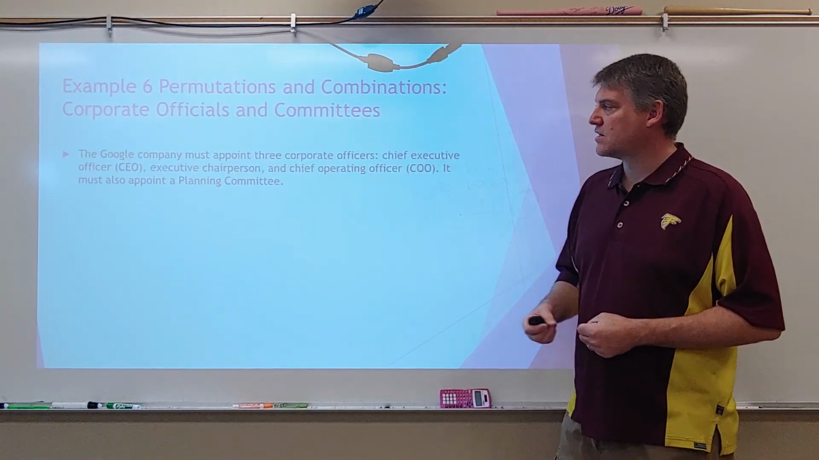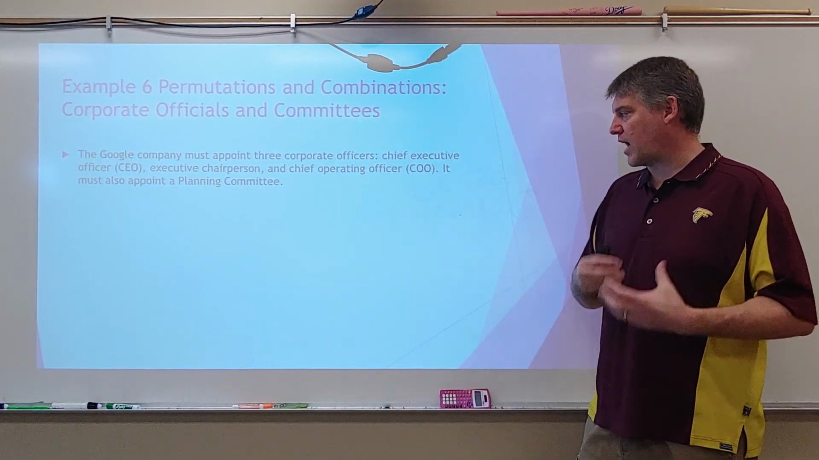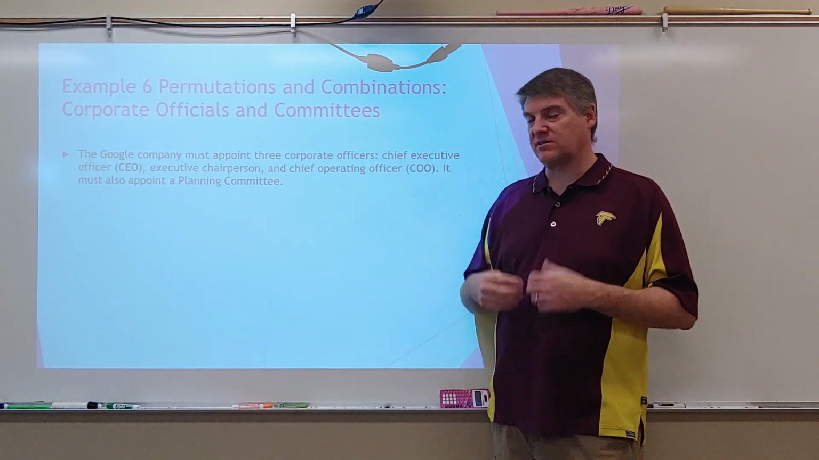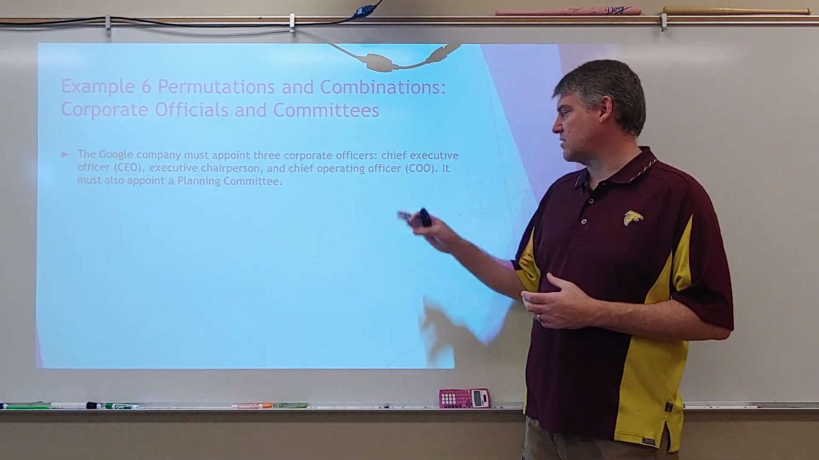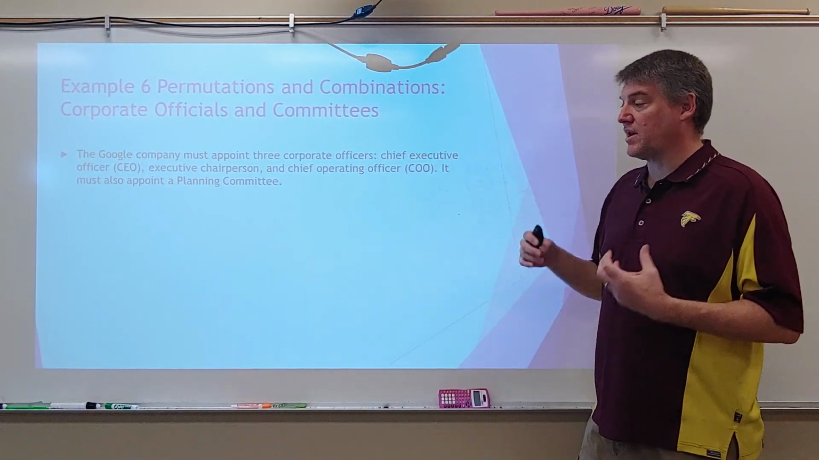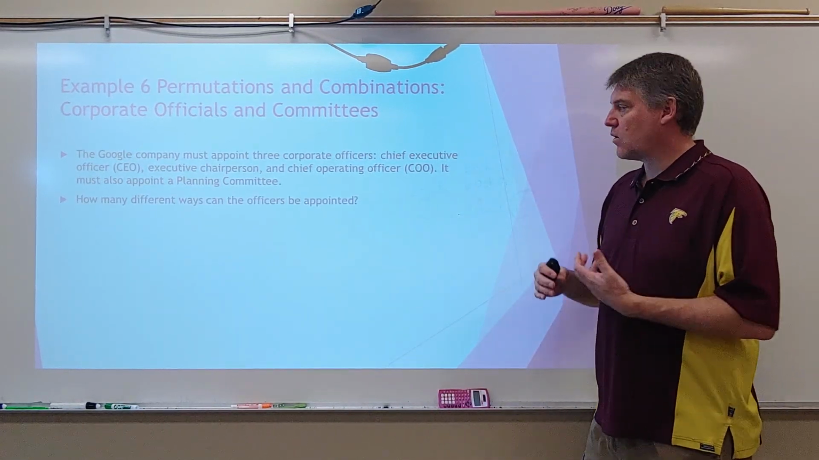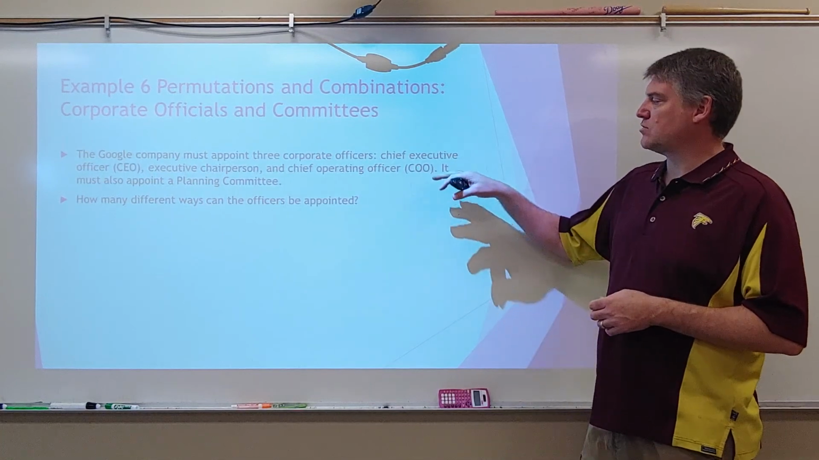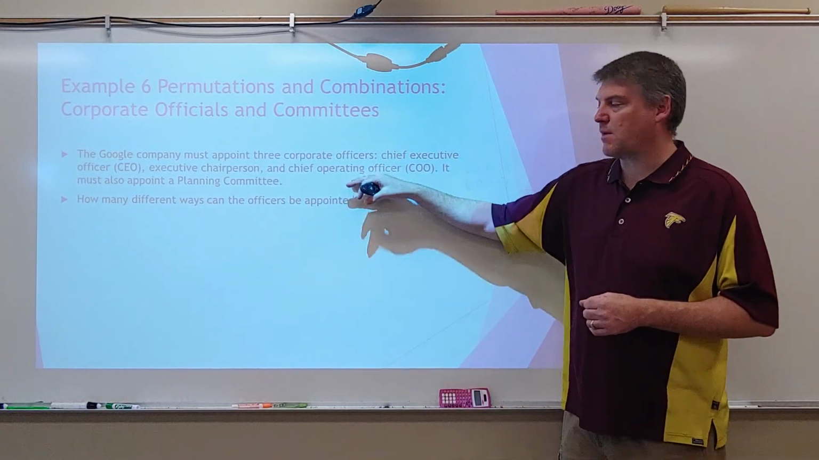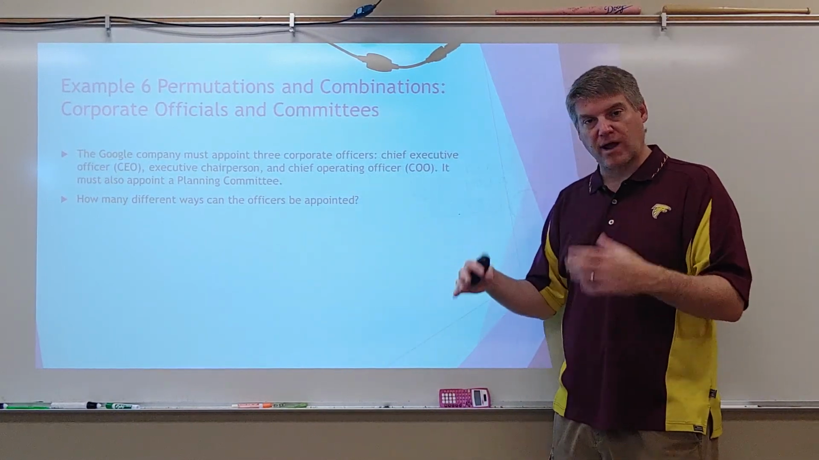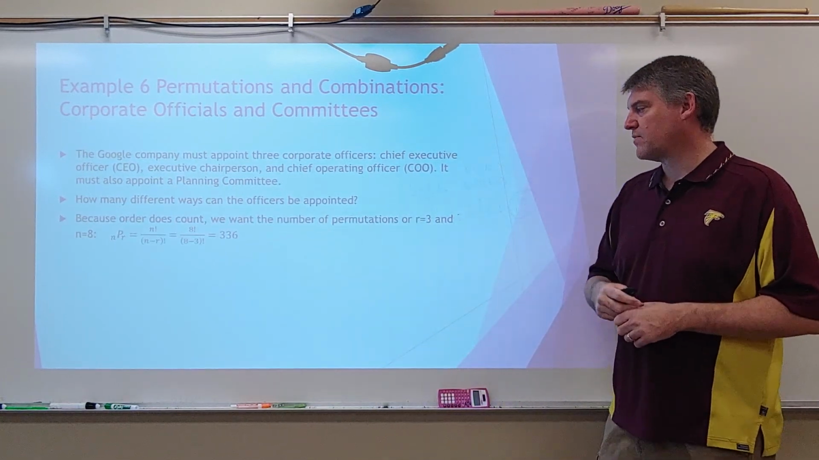Permutations, combinations, officials, and committees. The Google company must appoint 3 corporate officers: Chief Executive Officer, CEO, the Executive Chairperson, and the Chief Operating Officer, COO. It also must appoint a planning committee. So how many different ways can the officers be appointed? Well, is choosing an executive officer and then somebody else as the chairperson and somebody else as the operating officer different than if I flip those people around? Yes. So we're going to use permutation because order counts.